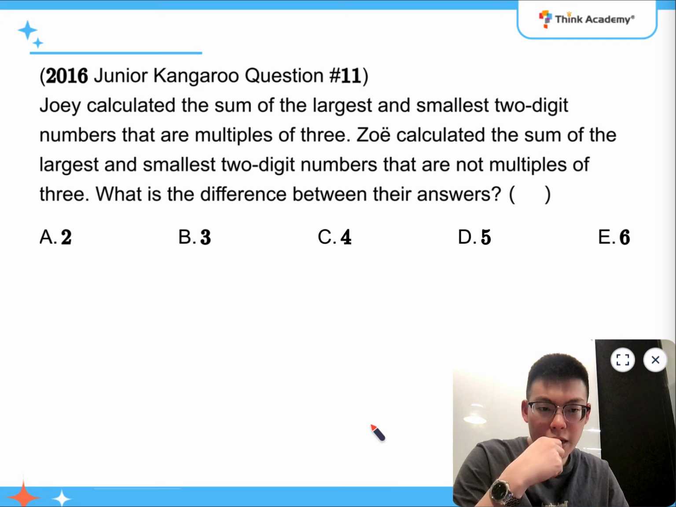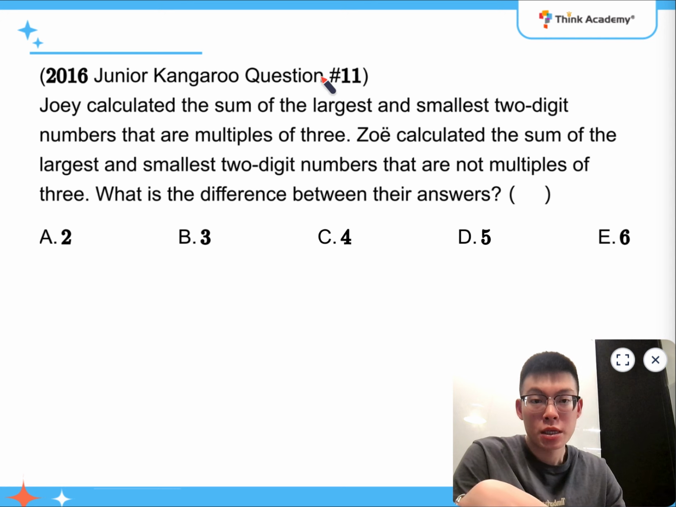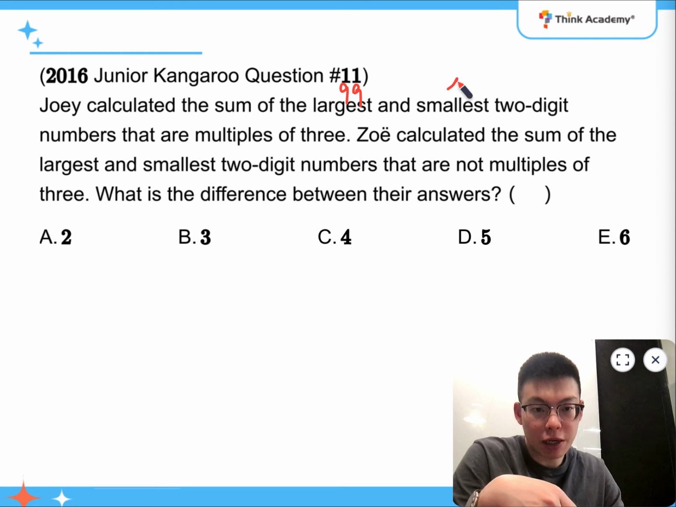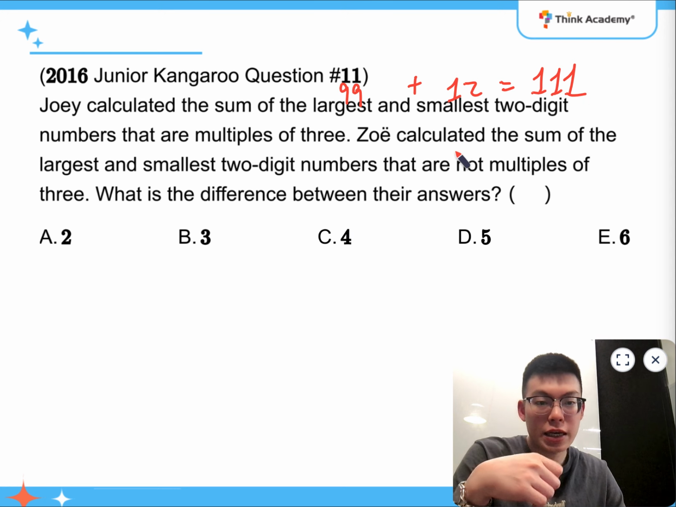Alright, let's take a look at question 11. It says that Joey calculated the sum of the largest and smallest two-digit numbers that are multiples of 3. So the largest one has to be 99 and the smallest one is going to be 12. So the sum between them is going to be 111.